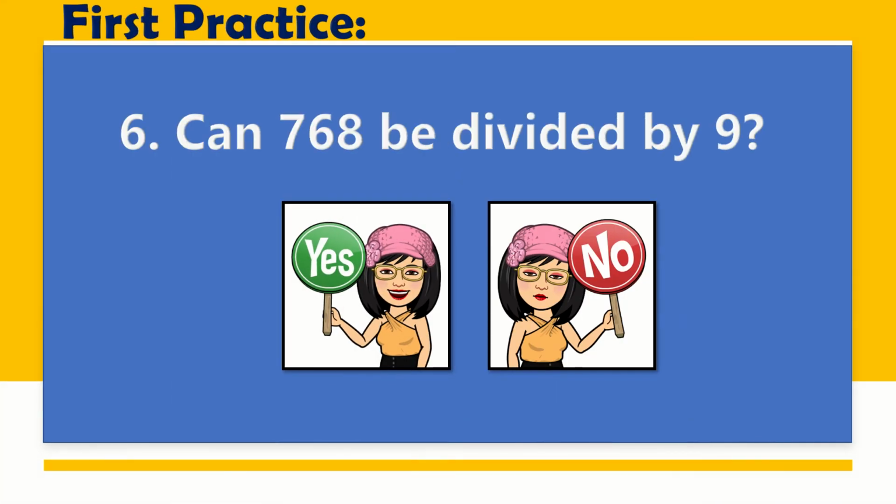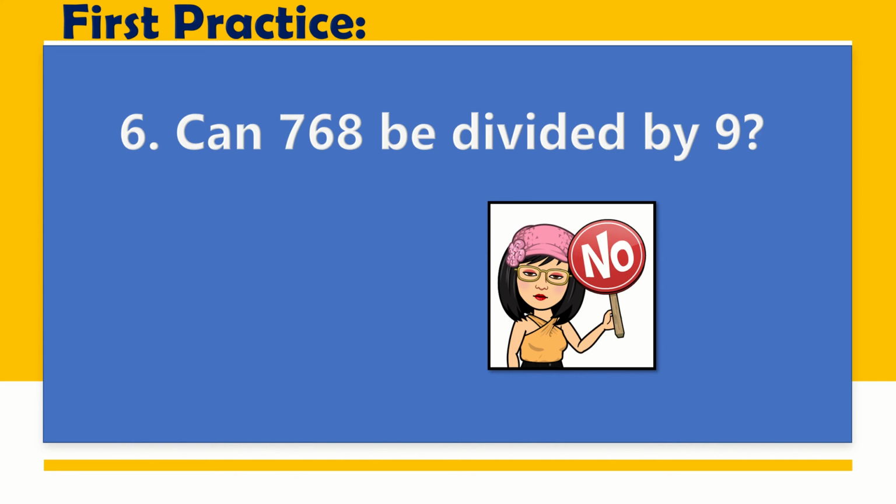Number 6, can 768 be divided by 9? Is it a yes or a no? It is a no. Why no? Because 7 plus 6 is 13, plus 8 is 21, and 21 is not divisible by 9.